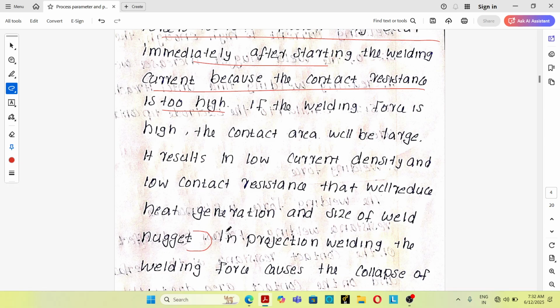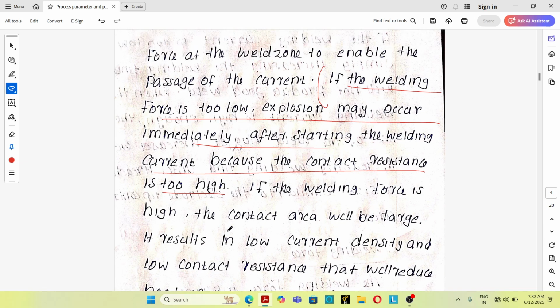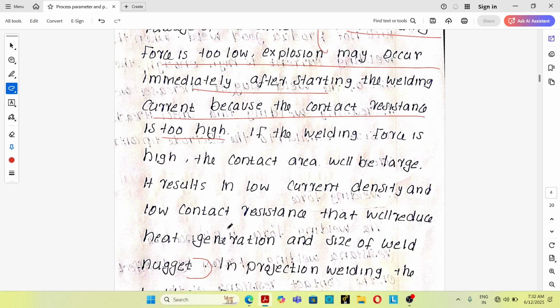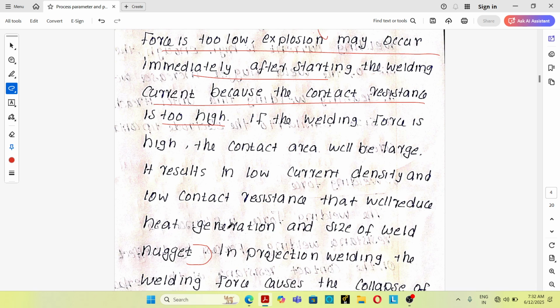the weld nugget. So if the welding force is very low, there is a chance that explosion will occur because of high contact resistance. And if the welding force is very high, the contact area will be large, resulting in low current density and low contact resistance that will reduce heat generation and size of weld nugget. So if welding force is low, explosion will occur; if welding force is high, heat generation will be low.